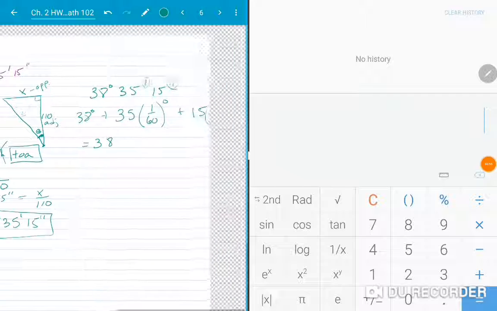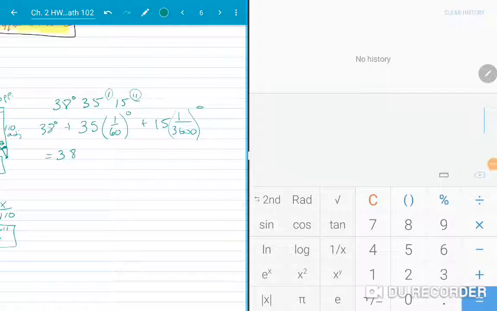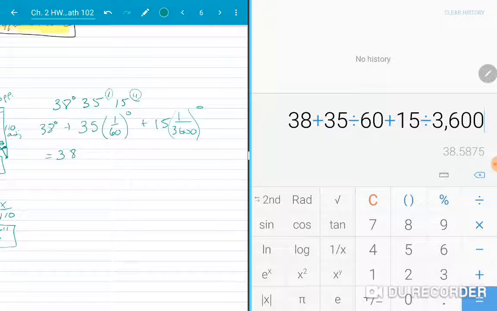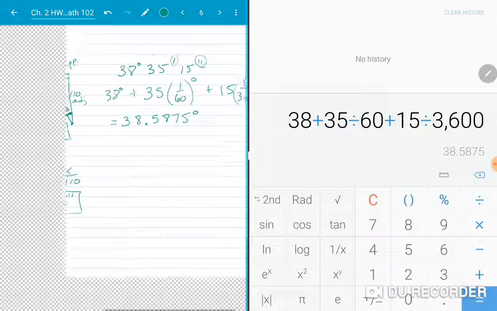Okay, so let's see here. Let's do 38 plus 35 times 1/60th, same thing as 35 divided by 60, plus 15 times 1 over 3600 is 15 divided by 3600, which gives me 38.5875 degrees. Okay, now let's put that into our equation.